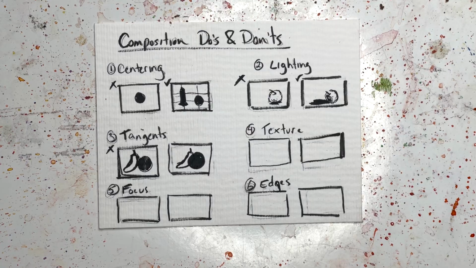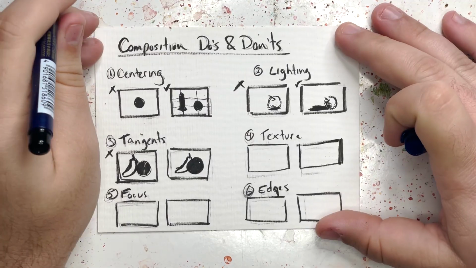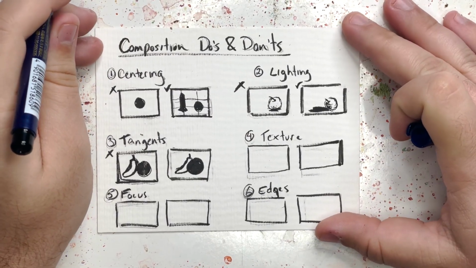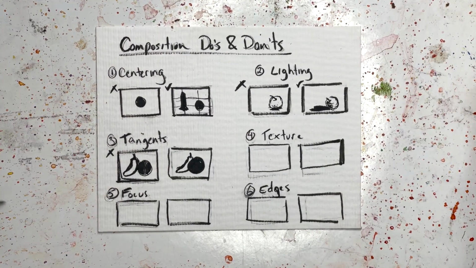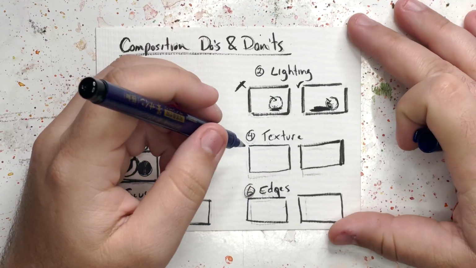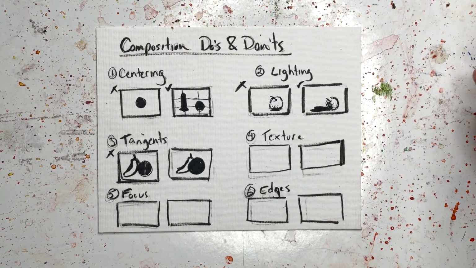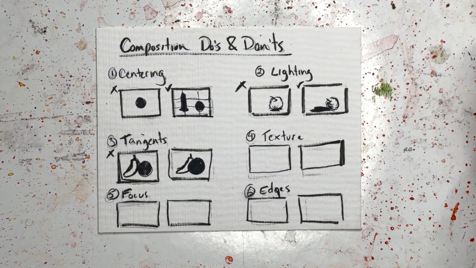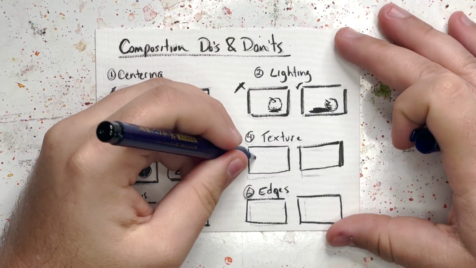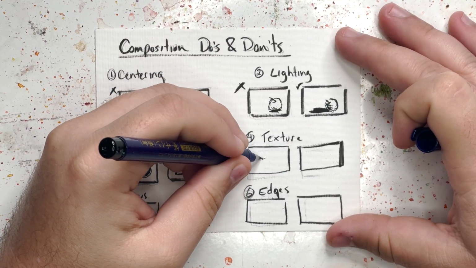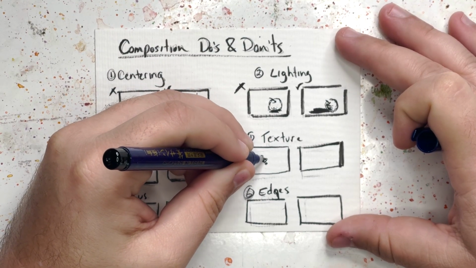Something else to think about is texture. For our sample pieces, I'm going to be painting some flowers. Flowers are one of the things that can have very interesting texture. For example, my sample piece is going to be some baby's breath, which has a very delicate texture. So let's say that here is my baby's breath.